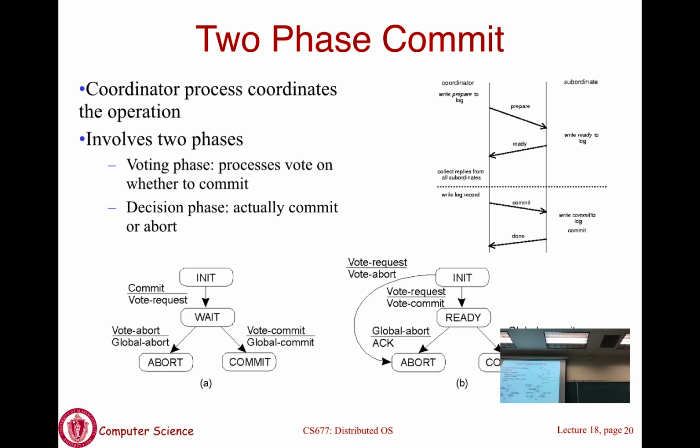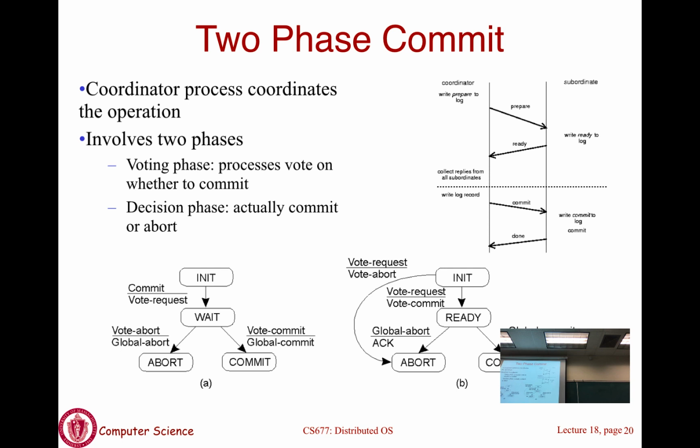Is the question clear? So you asked for a vote. All the other nodes except the coordinator have voted to commit. They are all in the ready state, but the coordinator has never come back with the results of the vote because it crashed. So the question is, what can the other nodes do?